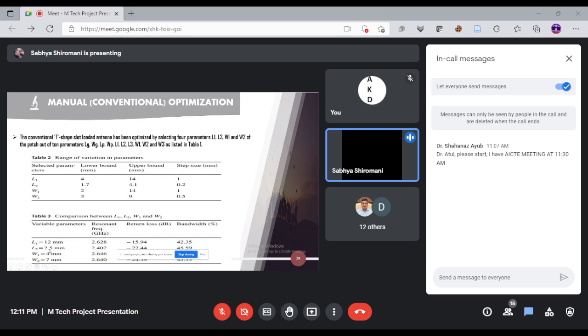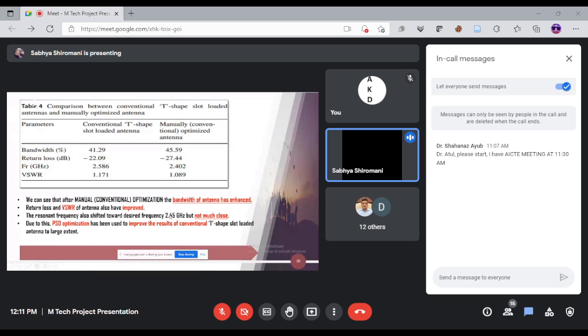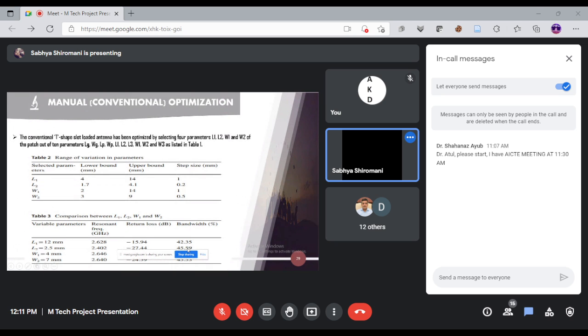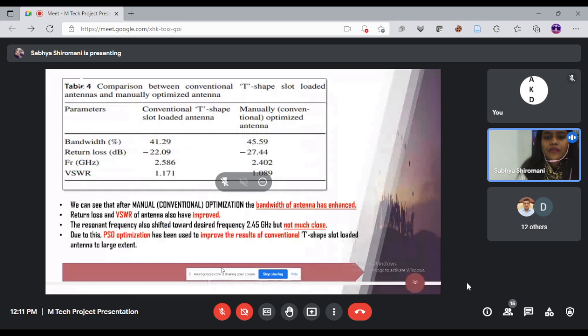And the best result for L2 was for 2.5 mm. For W1, the best result was for 4 mm, and for W2, the best result was for 7 mm. So for that, we are having the best results for the bandwidth at L2, as we can see in the previous slide as well. For L2 at 2.5, we are getting 5.59 bandwidth, which was increased, and 27.44 return loss, which was also the required one. So that is why we have taken the manual optimization method, that is, the final results of that, and which are compared with the conventional.